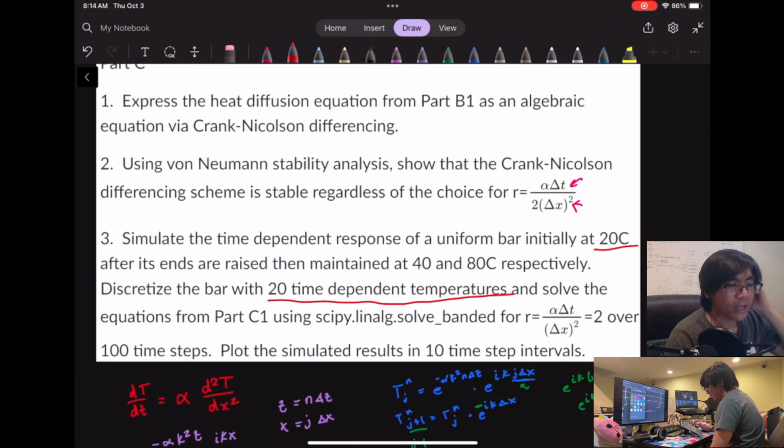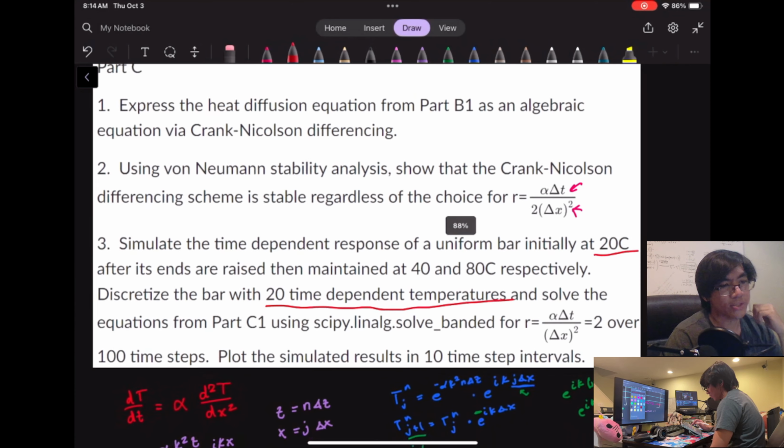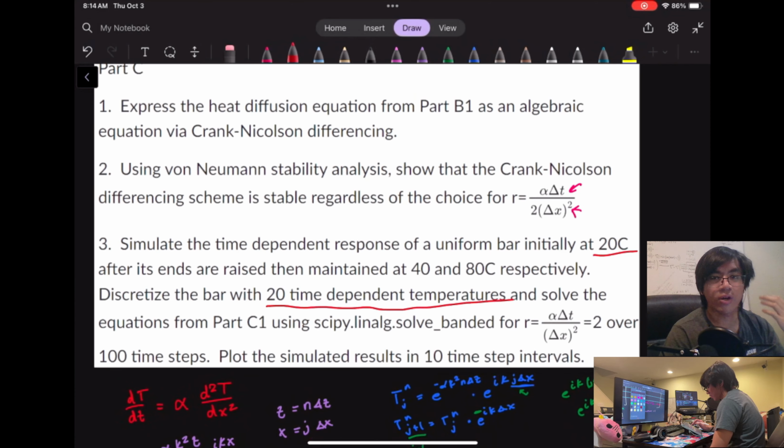Again, we're doing a uniform bar, 20 Celsius. So our 20 unknown values will be 20 time dependent temperatures. So we'll discretize 20 unknowns into 20 Celsius, and then 40 and 80 on the left and right hand side respectively. We'll do 100 time steps and then plot in time at 10 time step intervals.